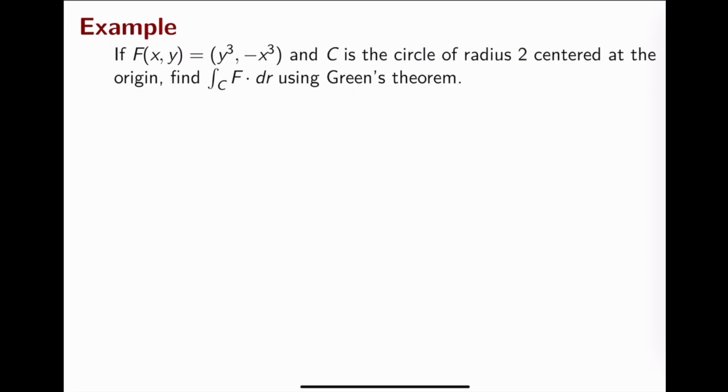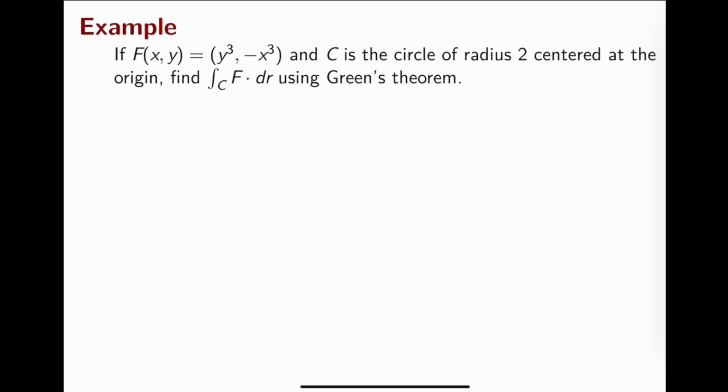So for example, let's calculate the line integral of this vector field over this curve, where this curve is a circle of radius 2 centered at the origin. And we're going to use Green's theorem to calculate. I mean, we are not going to calculate directly by the definition, that is what we knew how to do before, but we are going to apply Green's theorem to calculate this.